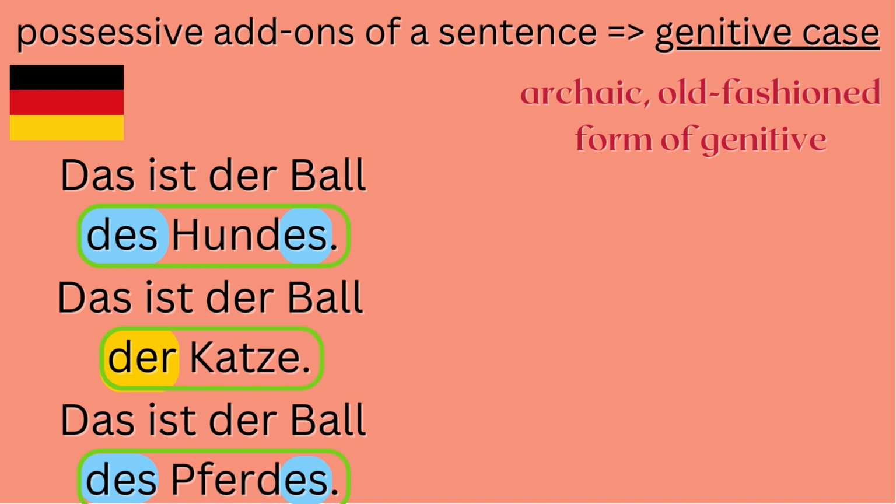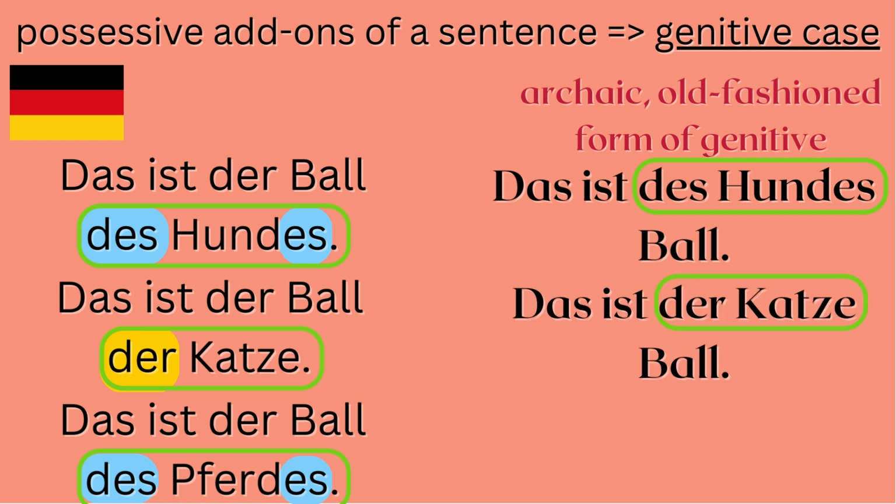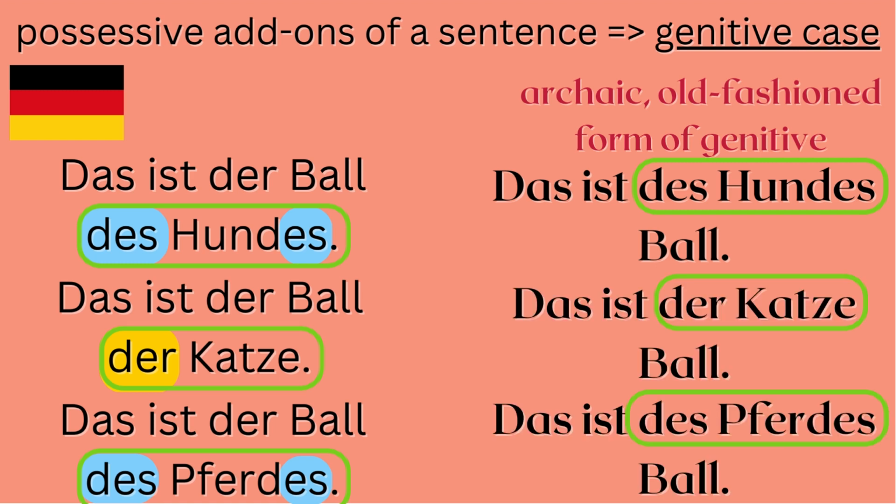Now there's also an archaic form of that. So especially in written form, maybe in poetic language especially, you may see forms like this. Das ist des Hundes Ball. Das ist der Katze Ball. Das ist des Pferdes Ball. That's a little bit old-fashioned. You're not going to see that, or definitely not going to hear that very often.